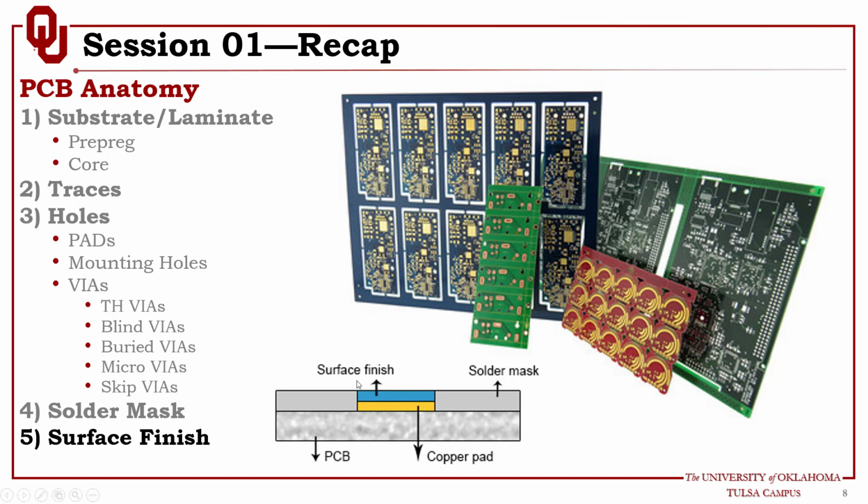So basically the surface finish, as you can see here, you have the PCB and you have here the copper pad, and the surface finish will come on top of the copper pad only, because the other traces that are not pads are covered with the solder mask, which is the green area.